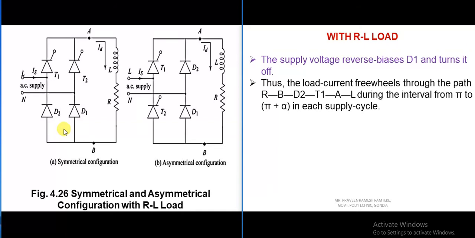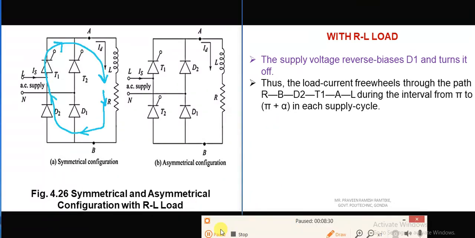So let us see how the freewheeling action takes place. This blue color arrow indicates the freewheeling action of the diode D1. And hence the load current freewheels through the path R, then terminal B, D2, SCR T1, terminal A and back to the inductor in each supply cycle.